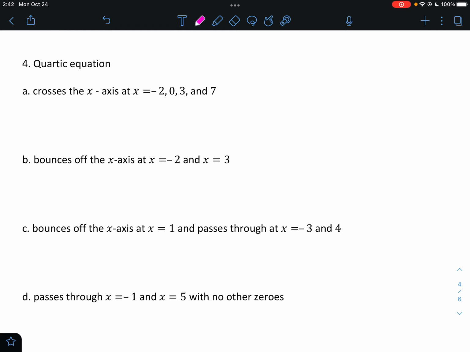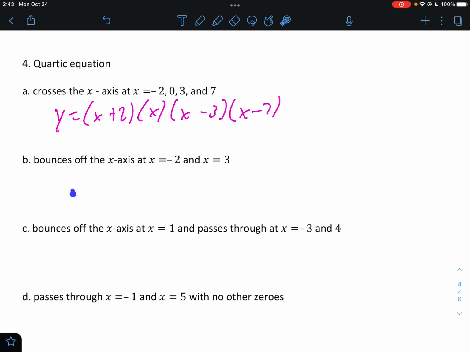All right, let's go quartic now. So fourth power, crosses the x-axis at -2, 0, 3, and 7. And they're all going to be first power because it crosses through all of them.